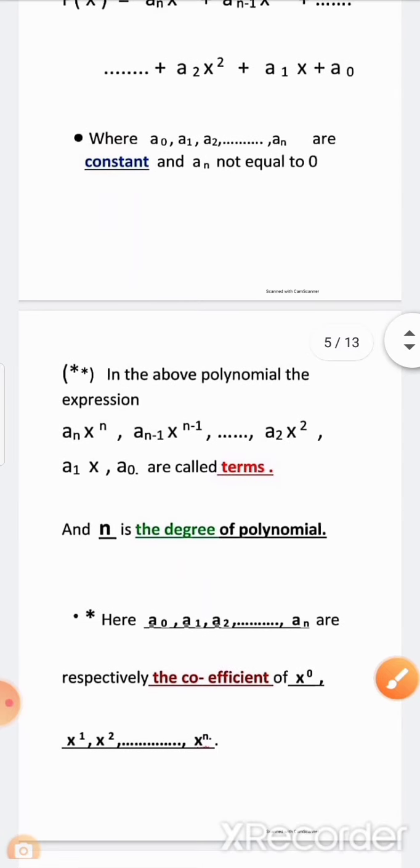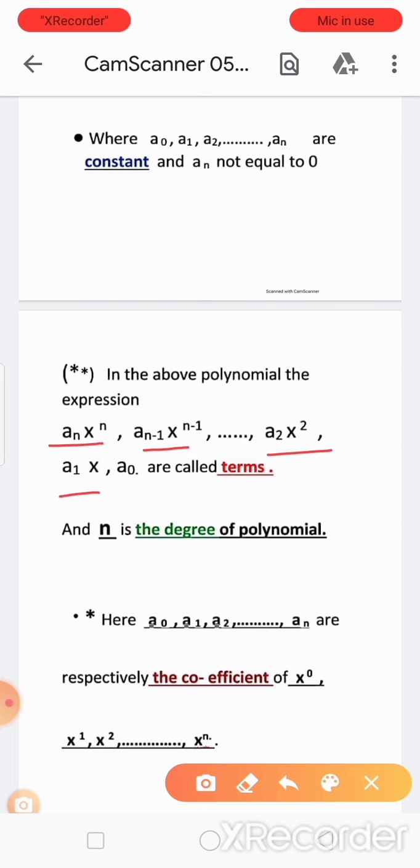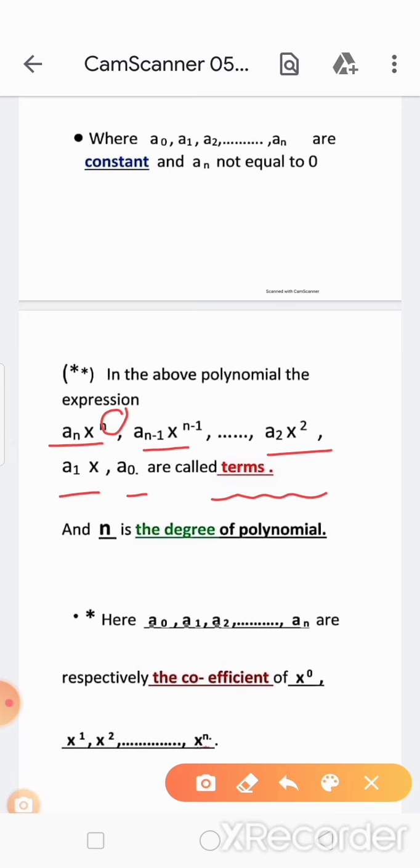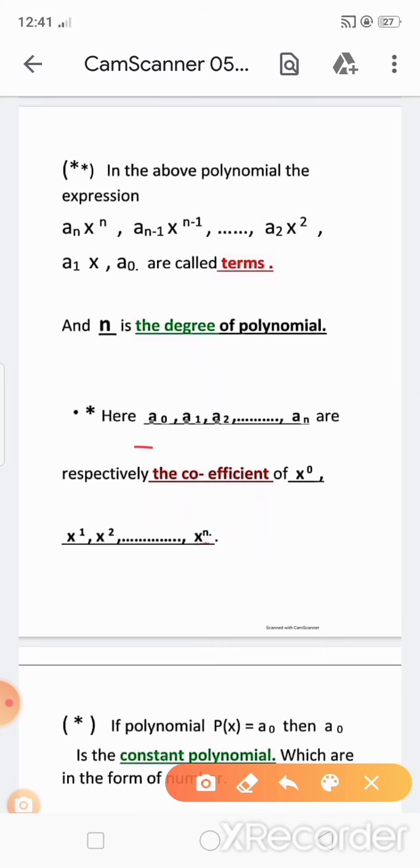Next, in this expression, an x raised to n, an minus 1 x raised to n minus 1, up to a2 x square, a1 x, a0, those are known as terms, and the power n is known as the degree of the polynomial. Next, in the polynomial, a0, a1, a2 up to an are respectively the coefficients of the variable x0, x1, x2 up to xn.